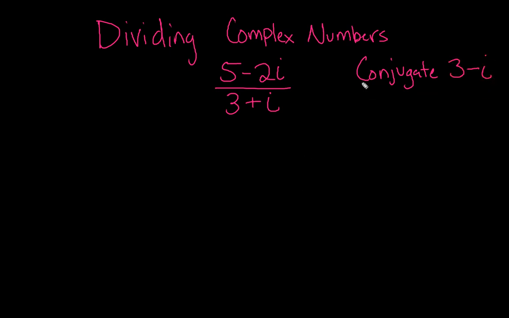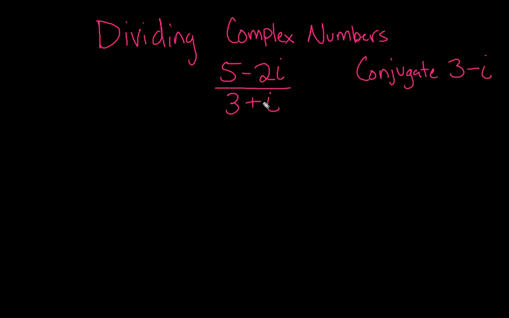All right, and the reason we have to multiply by this conjugate is to get the imaginary number out of the denominator so we only have real numbers in our denominator. And you'll see how they get eliminated in a second as we go through this. But let's start our process.